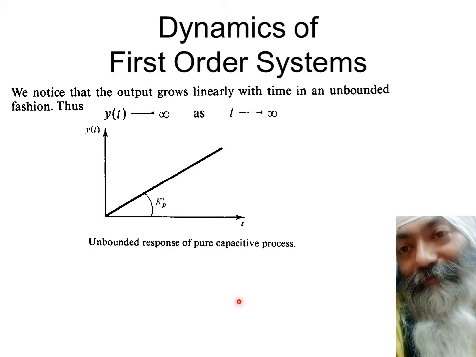Yes, this is what it is: the output is going to change with respect to time linearly with the slope tan theta, which is given by K'p. So this kind of system is going to go on and on. It's an unbounded thing. It's not going to contain itself, and at t equal to infinity, this output will also be infinite. It means that this is an unbounded output. So this is the unbounded response of a pure capacitive process.